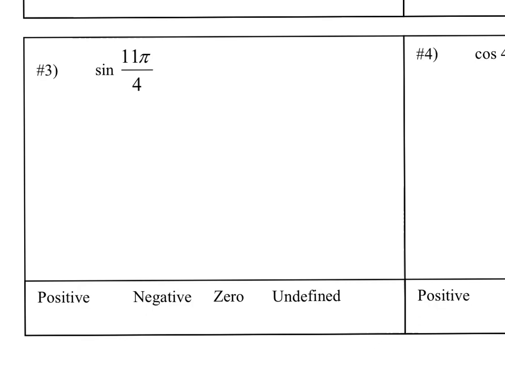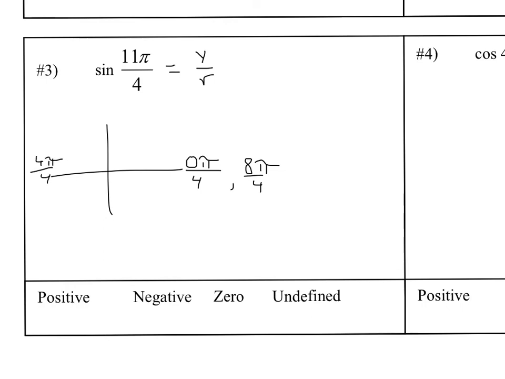Number 3, we got 11 pi over 4. Let's figure out where that falls in the coordinate plane, knowing that sine is always y over r. If we start at the beginning in pi's and radians, we get 0 pi over 4. A complete revolution is 2 pi, which is 8 pi over 4. So if we count, halfway around between 0 and 8 is 4 pi over 4. Halfway between 0 and 4 is going to be 2. This is 2 pi over 4. These fractions do reduce, but we don't want them to. We want to keep our denominators all the same so it's easy to compare. Halfway between 4 and 8 is 6.